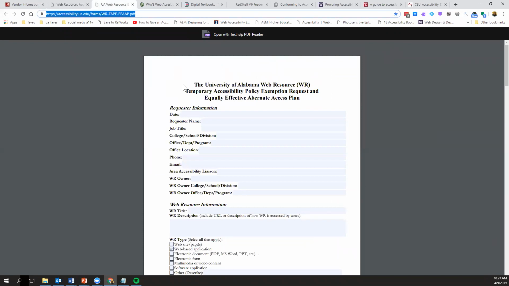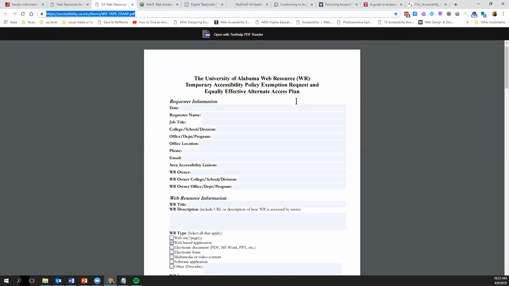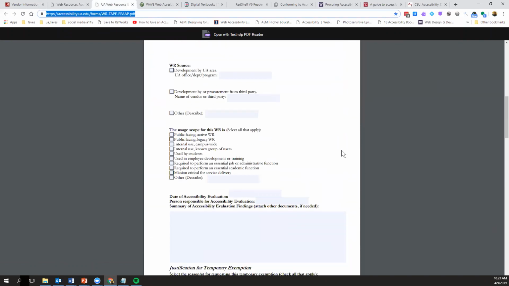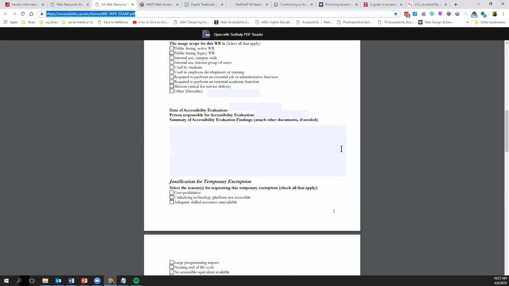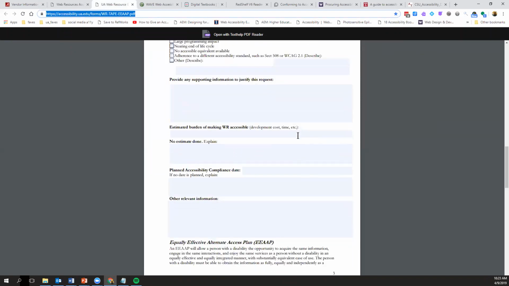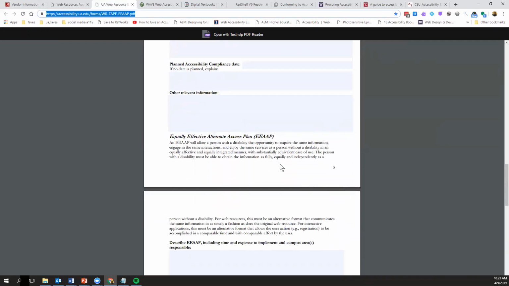This form is used to collect information from the requester, from the requester's area technology accessibility liaison. It has a number of questions about the resource for which an exception is being requested. Summary of accessibility information, really just sort of asking why can't this be made accessible? What's your plan for providing equally effective alternate access?